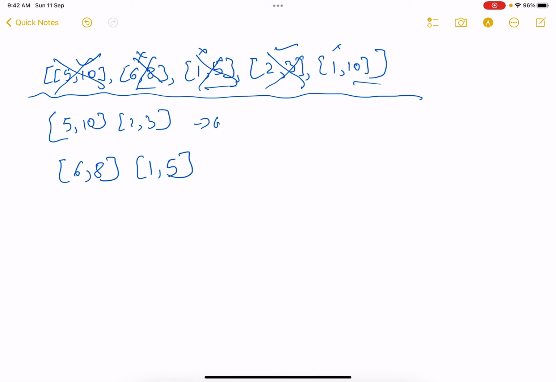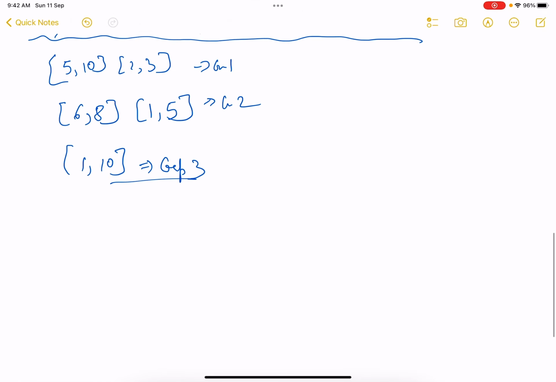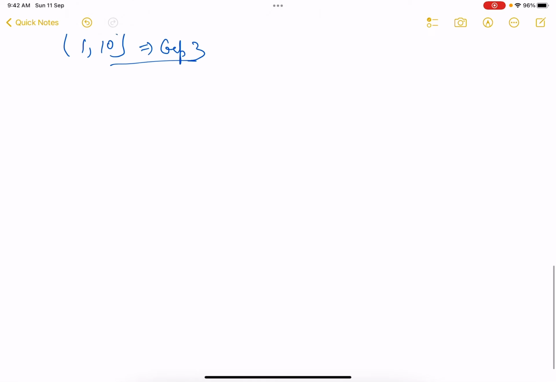So this is group 1, this is group 2, and what about the third group? It is 1 comma 10, right? So group 3. So these are the three groups that we will form. Hence our answer will be 3. That means we need 3 groups for dividing the intervals such that no two intervals in a particular group intersect, right? So this is the problem.